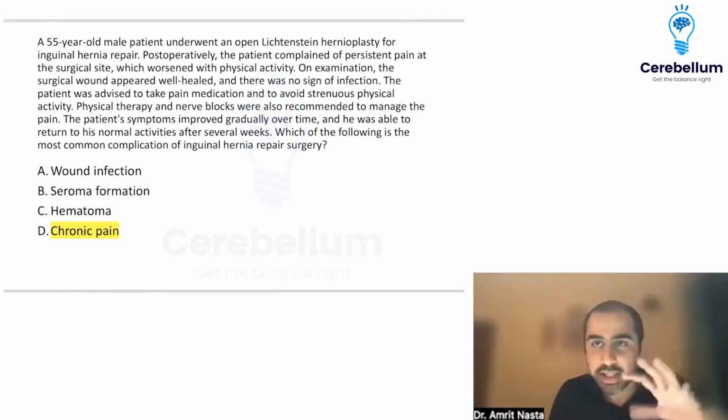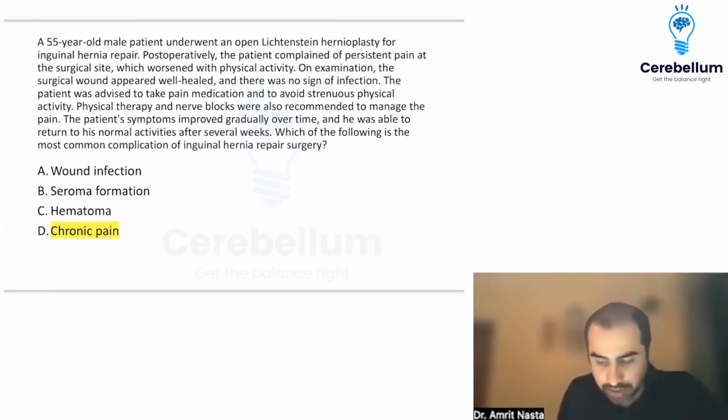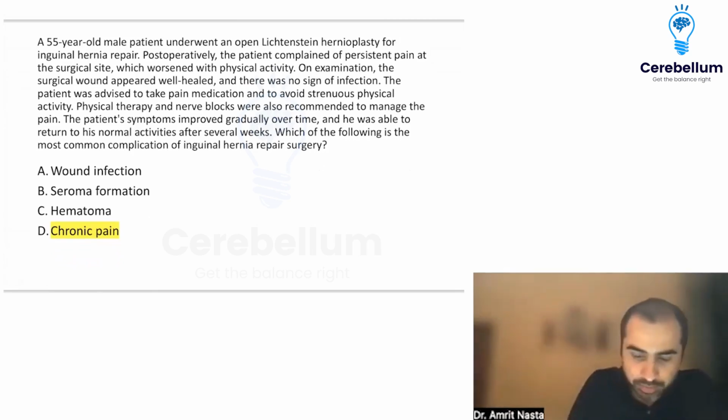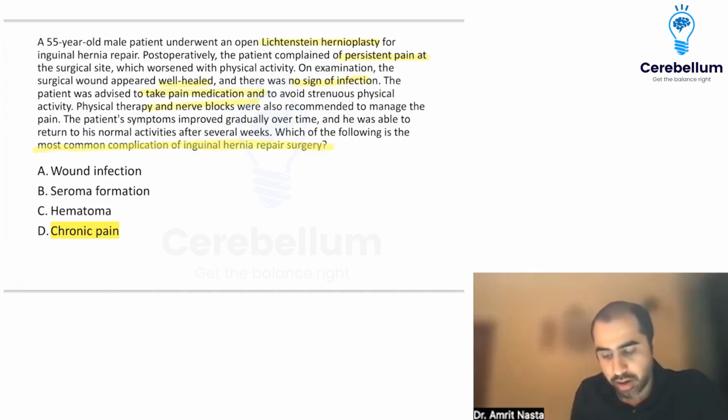Here the question seems very difficult. Questions like these are made on ChatGPT, but it is an easy question. Patient underwent hernia repair, mesh repair. He complains of persistent pain. He is okay. There is no sign of infection. He is taking pain medication, nerve blocks, everything is recommended. He was able to return. What is the question? Most common complication of inguinal hernia repair.